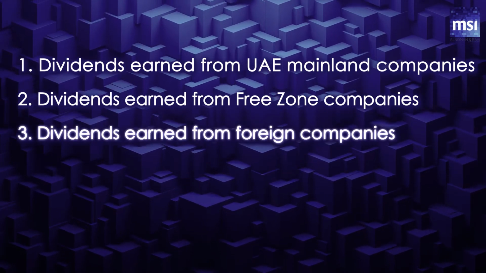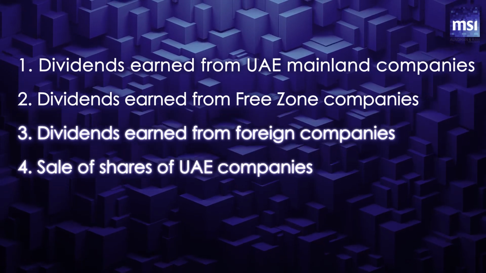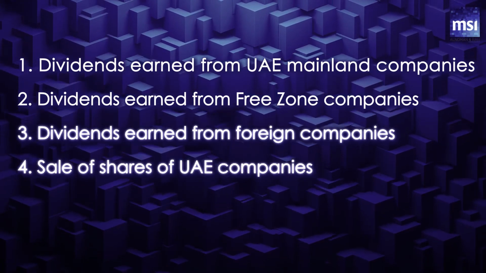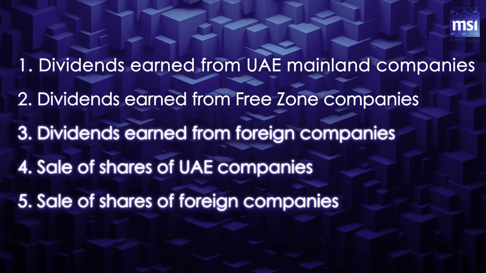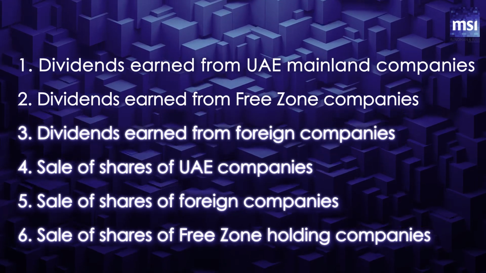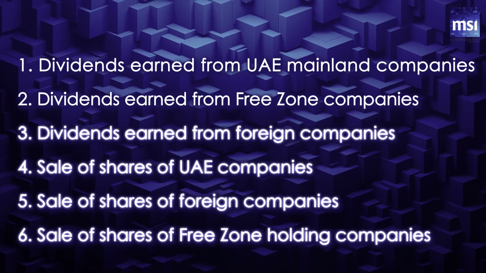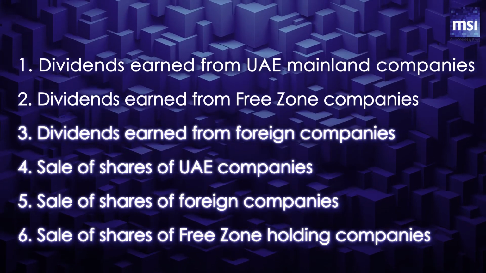Point 3 is dividend earned from foreign companies. Number 4, sale of shares of UAE companies. Point 5, sale of shares of foreign companies. And finally, point 6, sale of shares of free zone holding companies. Like we mentioned, point 3 to 6 have additional conditions that have to be met in order for them to be exempt.